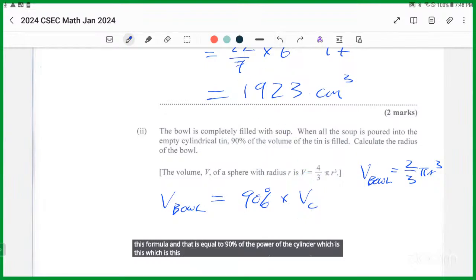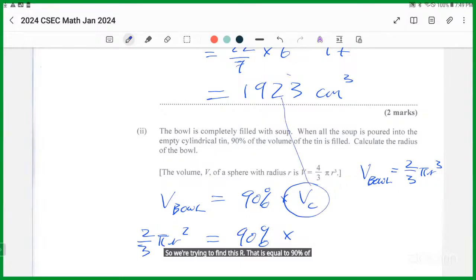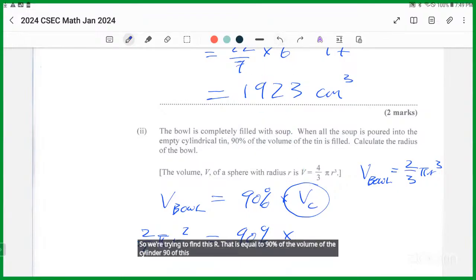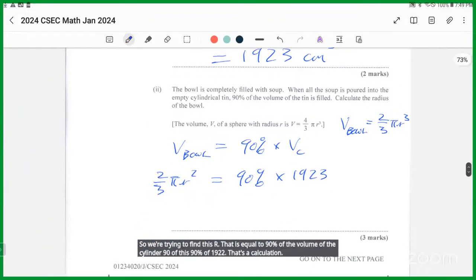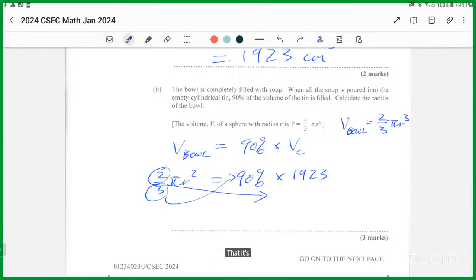So setting up this relationship. The volume of the bowl, which is the hemisphere, is 2/3 pi r cubed. That's for the radius of the bowl, which is the r. So we're trying to find this r. That is equal to 90% of the volume of the cylinder, 90% of 1923. That's a calculation. And from that calculation, we're trying to find this R. Transpose and find the R. You can do it in one step. You can take this 3, multiply it up here, take this 2, divide it, and also divide the pi.